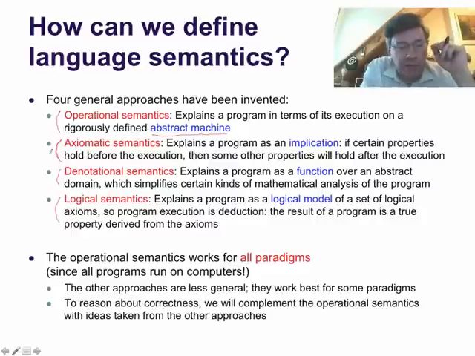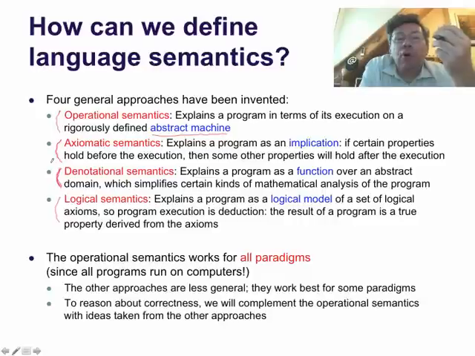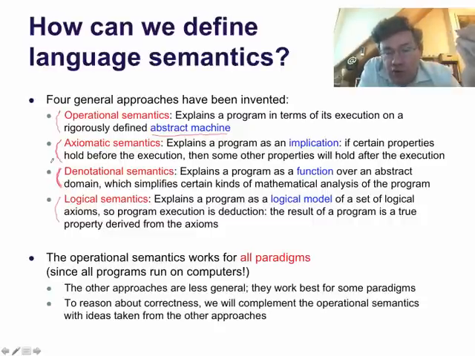So that's axiomatic semantics. Denotational semantics is more mathematical. It's more looking at a program in an abstract way as a function, not over integer lists. No, a function over an abstract domain which somehow models the knowledge of what the execution is doing.